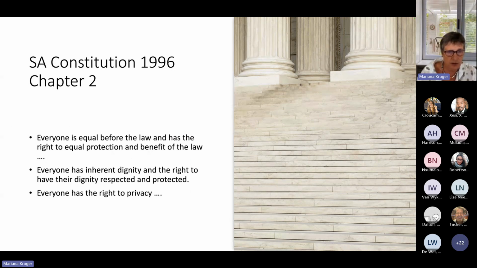Now, the South African Constitution already in Chapter 2 says everyone is equal before the law and has the right to equal protection and benefit of the law. And this, in a sense, is then also against practices in research that may pose quite severe risk. And then everyone has inherent dignity and the right to have their dignity respected and protected, and everyone has a right to privacy. And we all know that this is one of the issues that in ethics review is often pointed out to researchers, that there's a lack of right to dignity or right to privacy and so on.